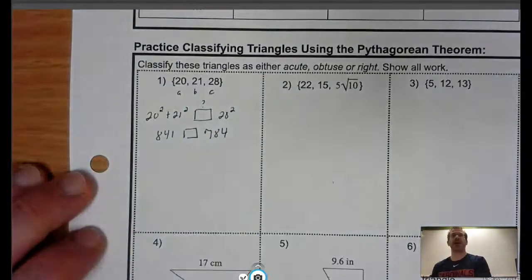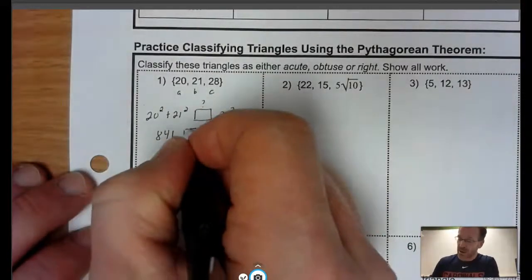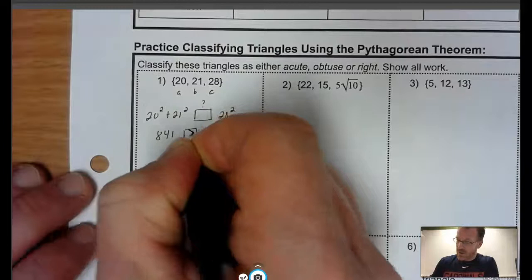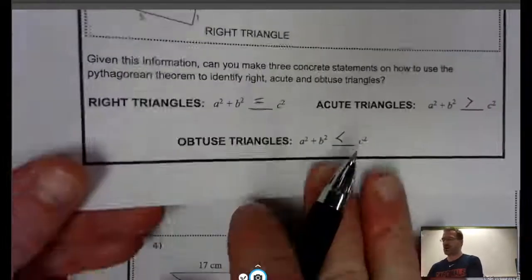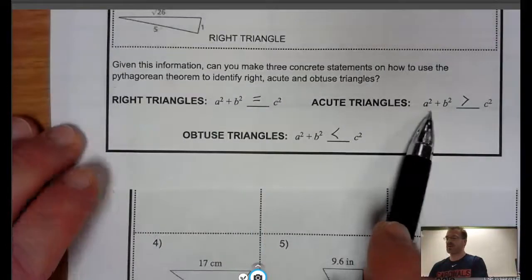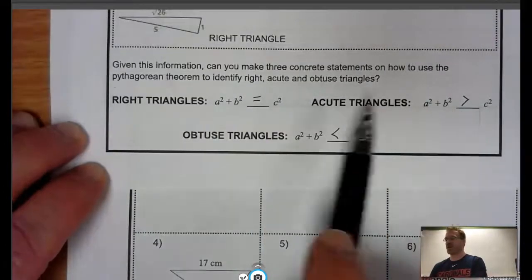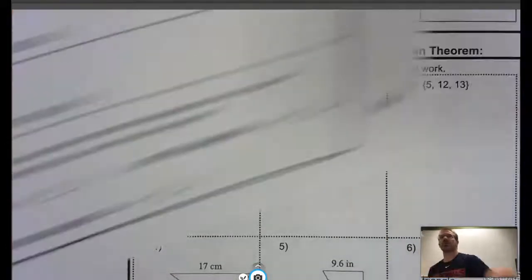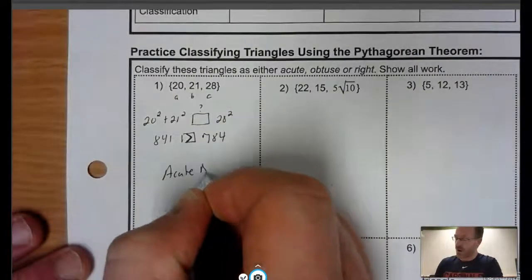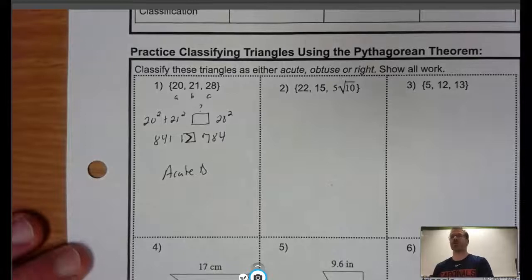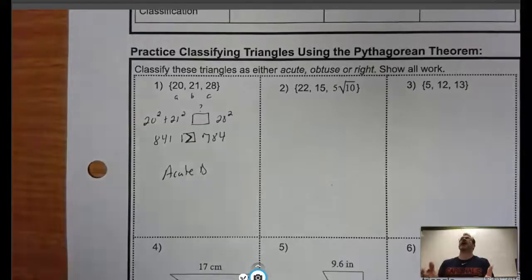Now what I can see is a squared plus b squared is greater than 784. So if I go back to what we just summarized, when a squared plus b squared is greater than c squared, that tells me we have an acute triangle. So we have an acute triangle right here. And notice we know that, and we don't even have any angle measures. All right, let's do one more together.